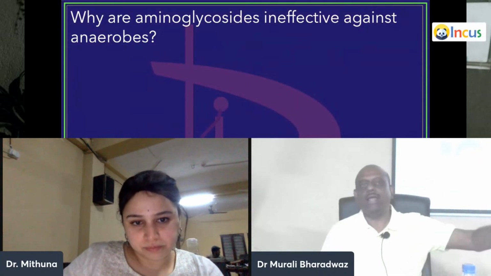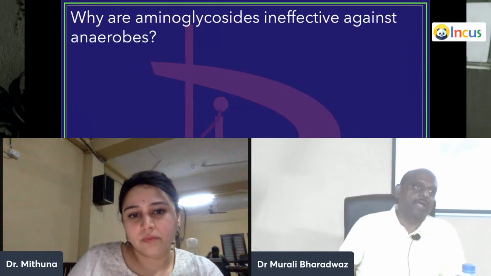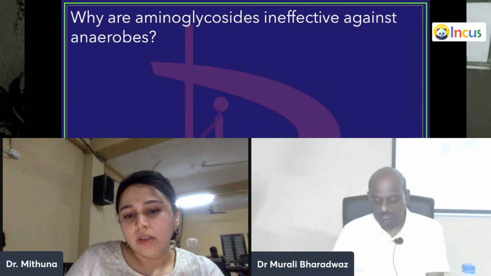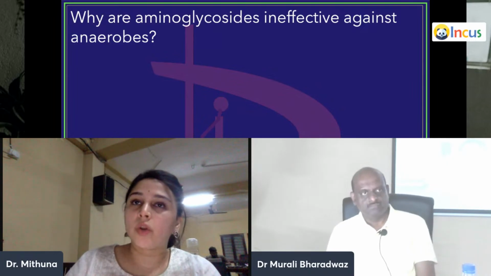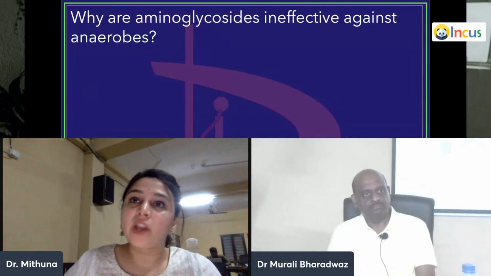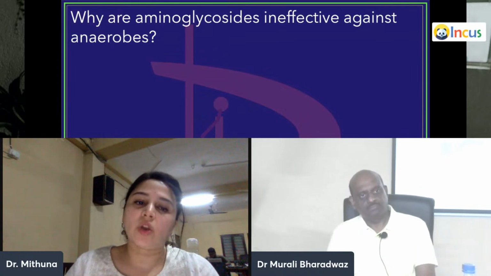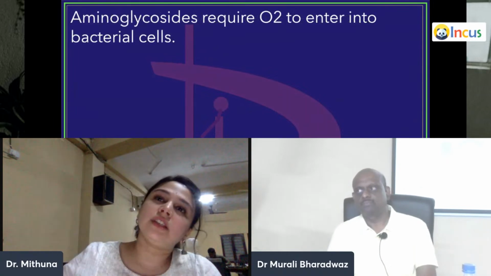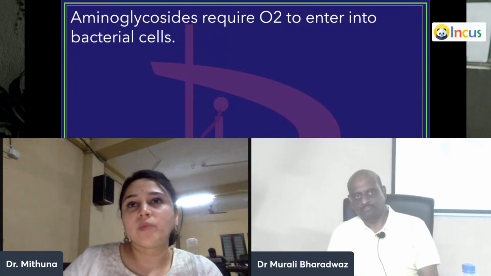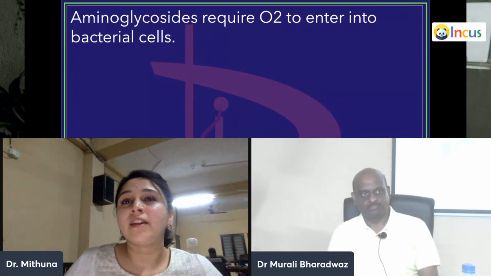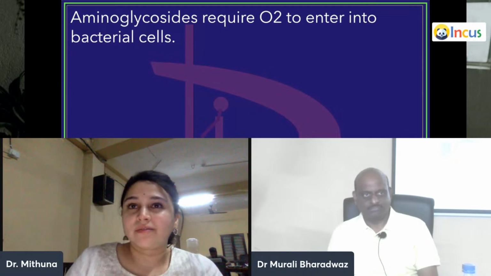Why are aminoglycosides ineffective against anaerobes? Because, sir, aminoglycosides require oxygen, so they're only going to be effective against the aerobic organisms, but not the anaerobic organisms. They need oxygen for the antibiotic to enter into the bacterial cells. So for anaerobes, it's not possible because they grow in an environment where there is no oxygen.